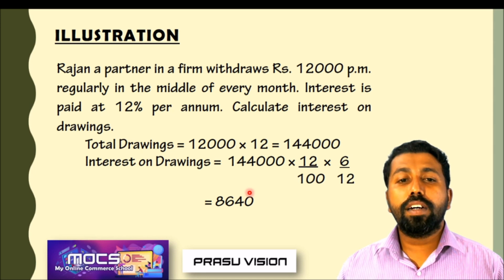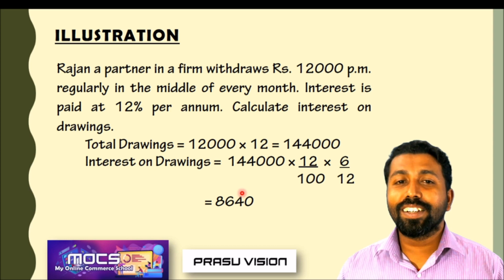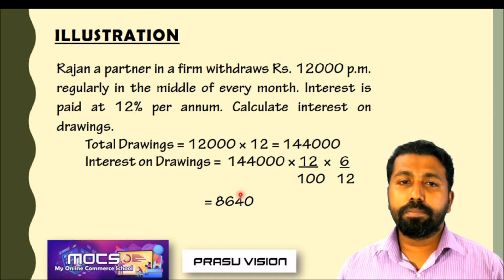Remember, when the amount is withdrawn by the partner each month, whether on the first day, at the end of the month, or in the middle of every month, the average period is 6.5 if it is on the first day, 5.5 if it is on the last day, and 6 months if it is in the middle of the month. Remember, it is very important. Then only we can learn the next cases in the calculation of interest on drawings. Hope it is very clear. Okay, we are moving to the next case.